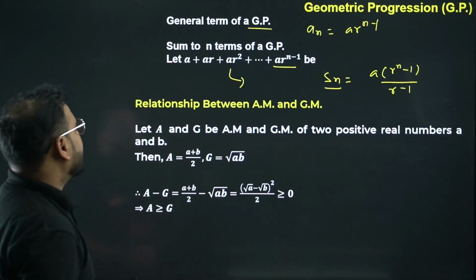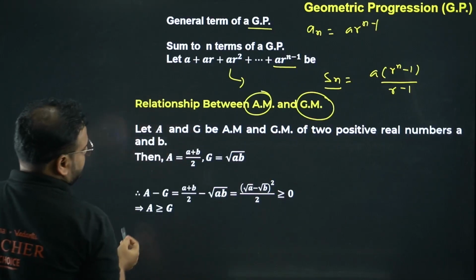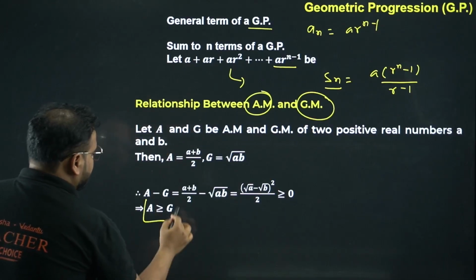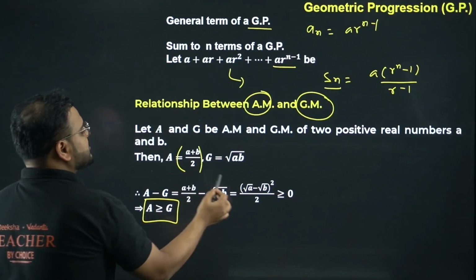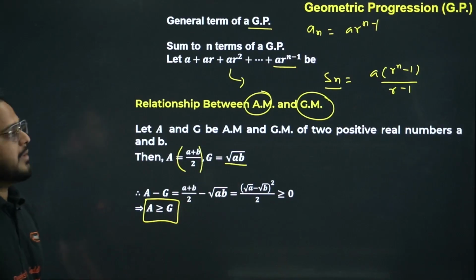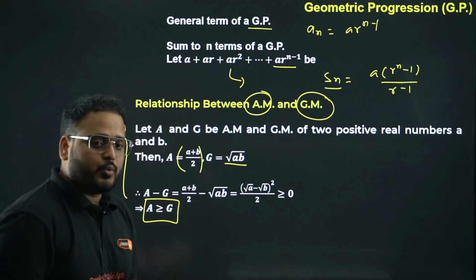Okay, now talking about the relation of AM and GM, AM will always be greater than or equal to GM. Please check, AM is always greater than or equal to GM. What is AM, sir? A plus b by 2. What is GM, sir? Root of AB. Okay, questions can be asked on this property as well, so it is very important to know this.